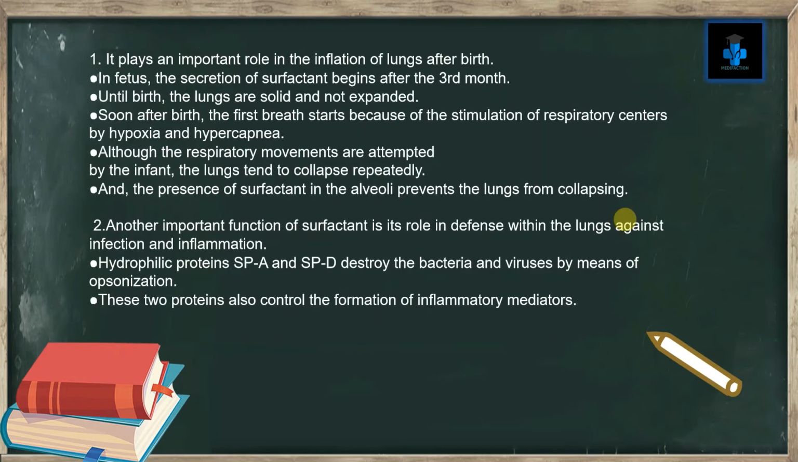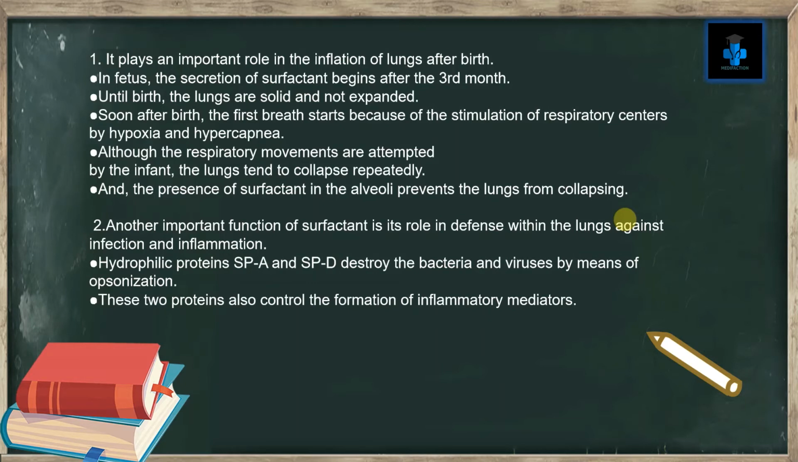Let's move on to the importance. It plays an important role in the inflation of lungs after birth. In fetus, the secretion of surfactant begins after third month. Until birth, the lungs are solid and are not expanded. Soon after birth, the first breath starts because of the stimulation of respiratory centers by hypoxia and hypercapnia.